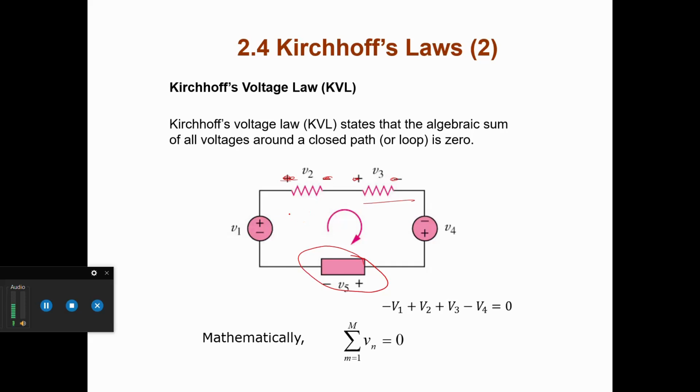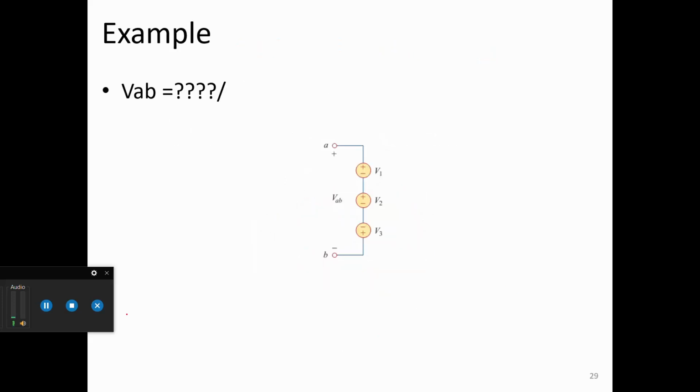So if you are writing a KVL equation, always focus on the voltage sources or current sources, if they are there. But do not get confused: if a polarity is given against a resistance, its role will not directly appear in the KVL equation. So only minus V1, then plus V2, plus V3, then minus V4, and if we have a plus V5, we can write it like plus V5, equal to 0. So try to solve these types of problems. What is the value of VAB?